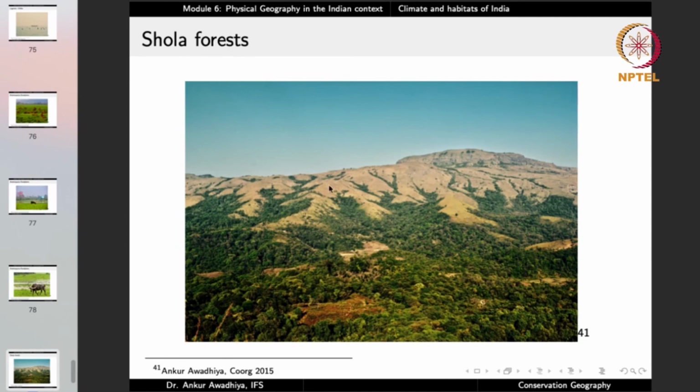This is an image from Coorg, and this is one of the most specialized habitats that we have. So this is something that is not found anywhere else in the world. And the kind of plants that this area supports is also very unique.